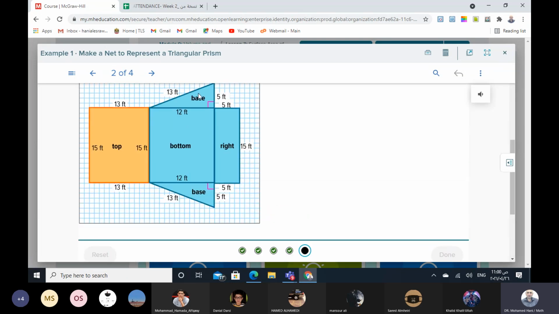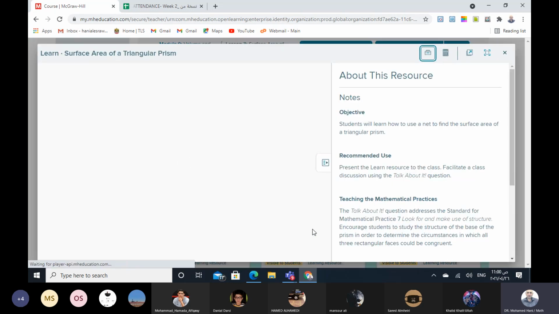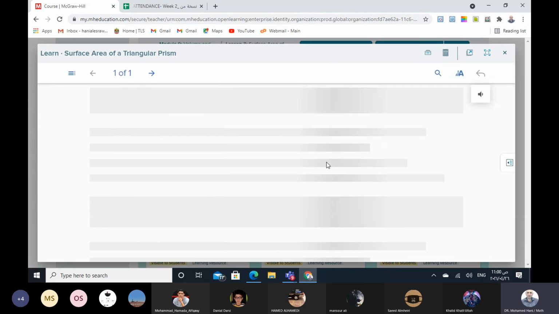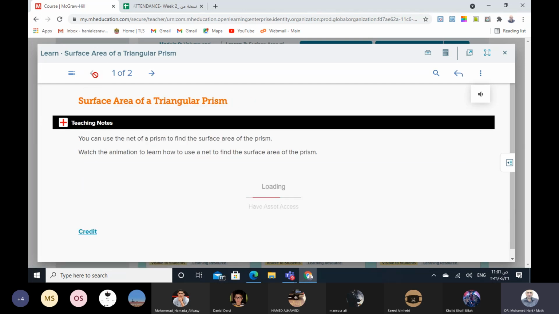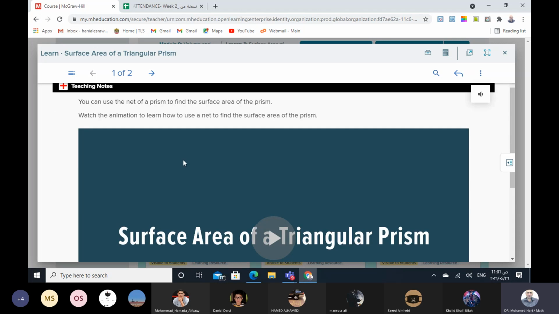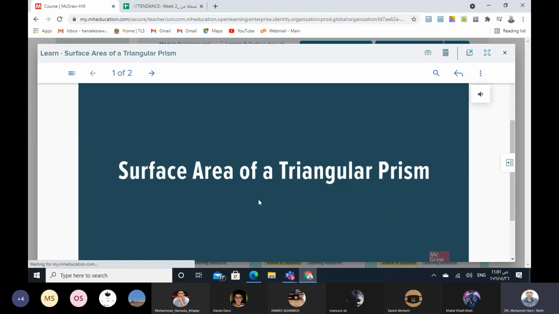Why do we want to find the net of the triangular prism? To find the surface area. It is important to find the surface area. So for the surface area of a triangular prism, you can use the net of the prism to find the surface area of the prism. Watch with me this video.